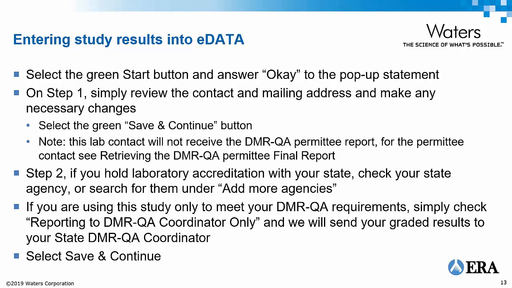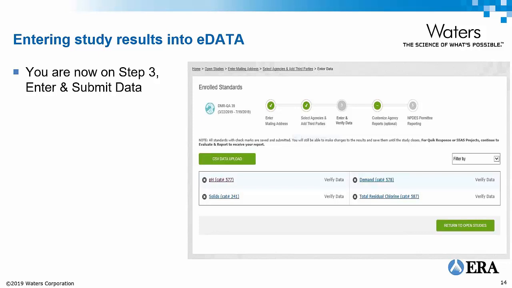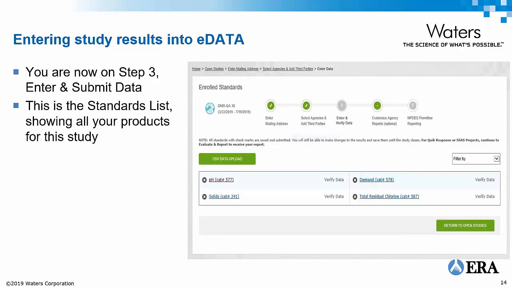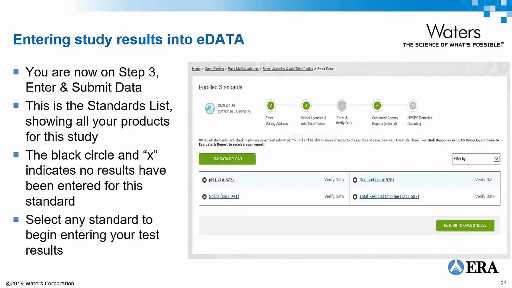You're now on step 3, enter and submit data. This screen is also known as the standards list. You'll be asked to come back to the standards list several times during your process if you have more than one product. You notice the black circle with a little X in it. It indicates you have not entered data for that standard. Simply click to select any standard to begin entering your results.